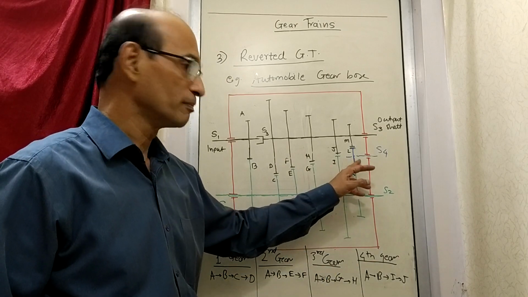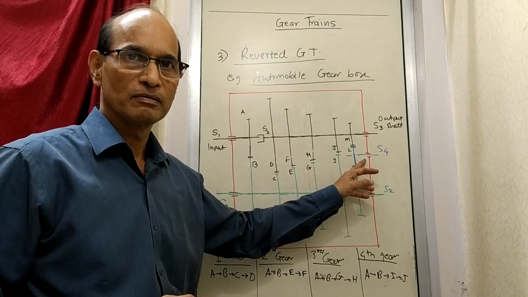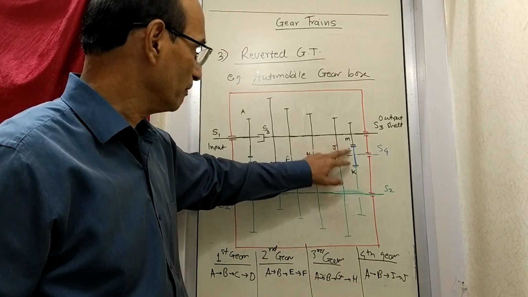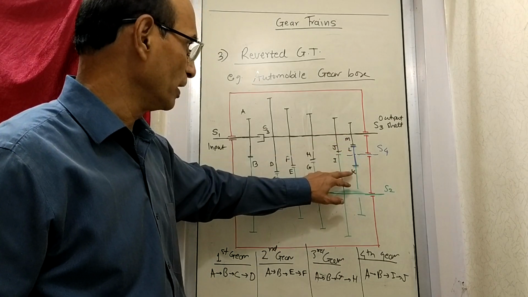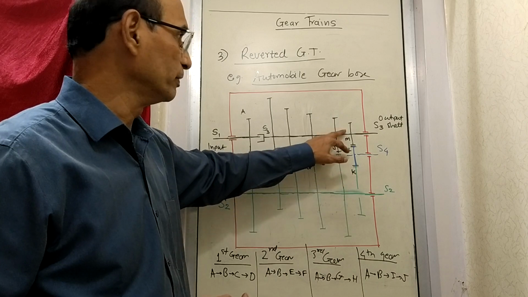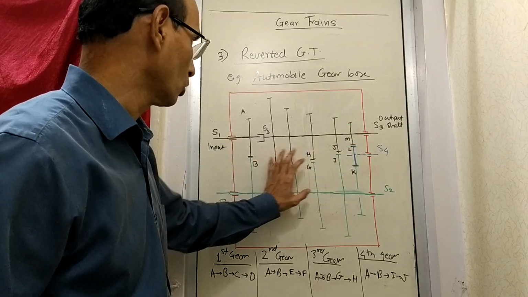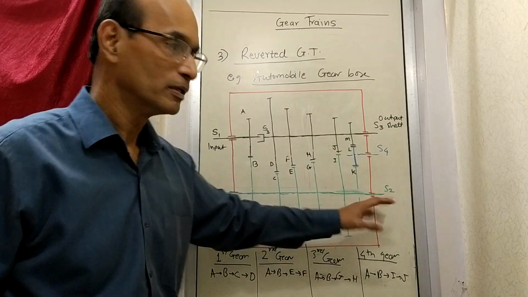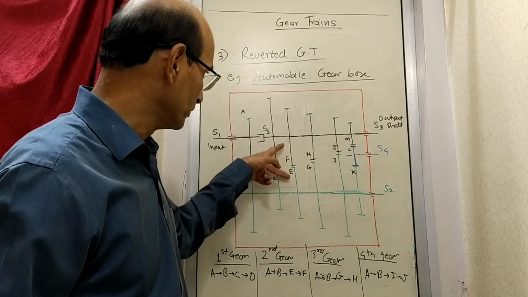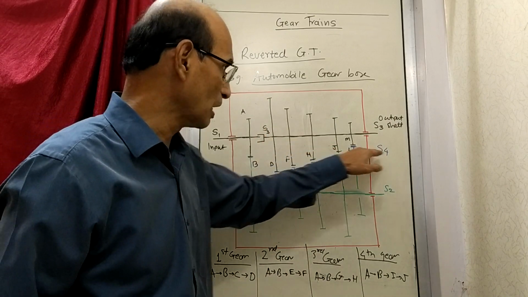Now I have drawn a different arrangement here. Now what happens next? Now this has been brought in contact: K with L and L with M. Others are now not in contact. Now see what happens. There is an additional gear between these two shafts. One more shaft has come.